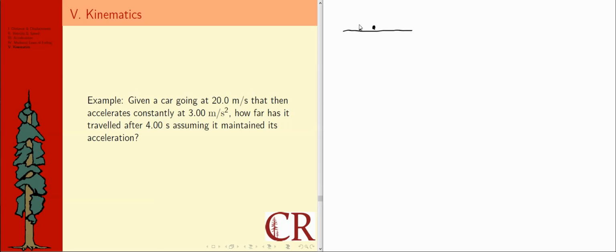And I don't always draw very good cars, so I'm just going to draw whatever. There's sort of a car right there. And we know that it's going at 20 meters per second, but then it says that word "then", that then accelerates constantly. So I'm going to interpret this as an initial speed, or initial velocity. So maybe the way I'd like to look at this is to say v naught is equal to 20 meters per second. That then accelerates constantly at 3 meters per second squared.